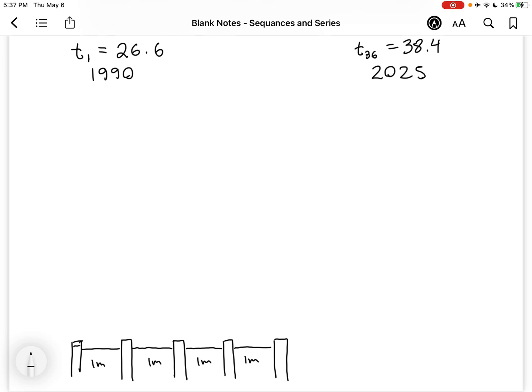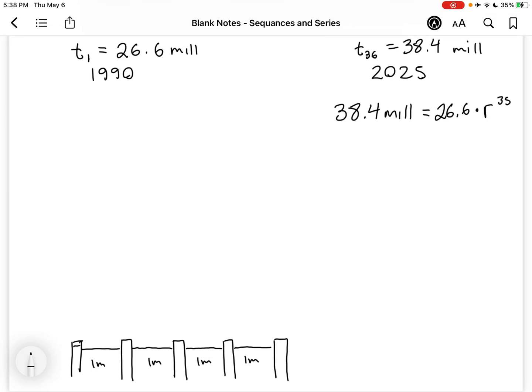T36 though, which is 38.4 million, this is in millions. This is also in millions. T36 is T1, which is 26.6 times r to the n minus 1, which is 36 minus 1, is 35.